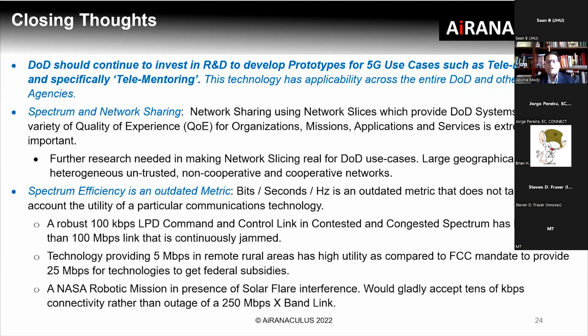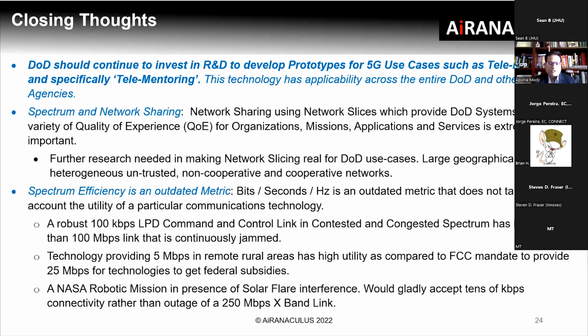And the other thought that I have is that spectrum efficiency is a very outdated metric. I really feel sad when the FCC puts a stamp and says that from now on, broadband will be 25 megabits per second. Because if you don't provide 25 megabits per second, then you don't qualify for all these grants. And that is a huge problem. Because for people who don't have internet at all in really remote and rural areas, even getting 10 megabits per second is a big deal.